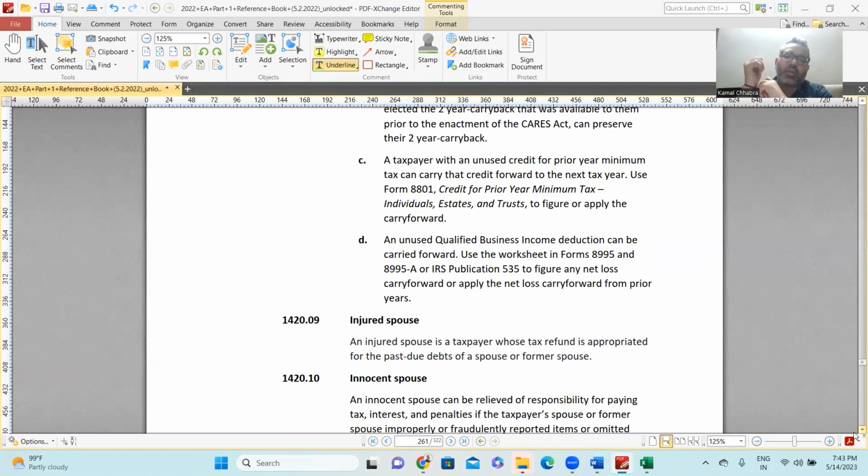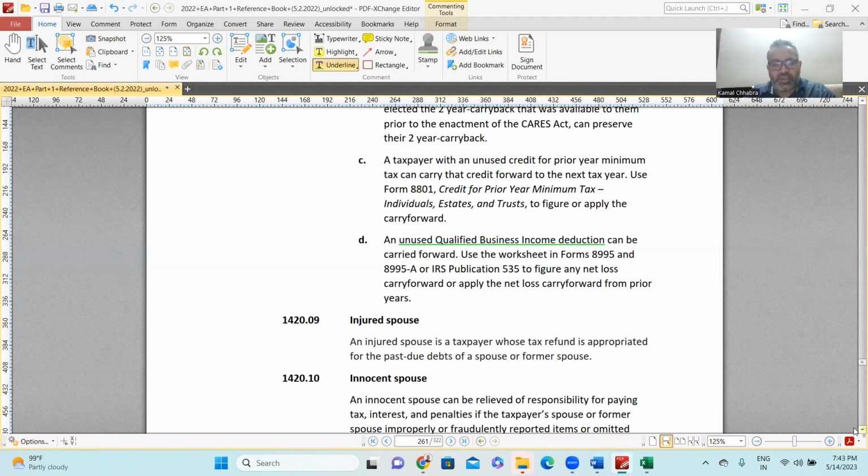Any unused qualified business income deduction can also be carried forward. You need to use Form 8995 and 8995A or IRS Publication 535 to figure any losses carried forward to be applied to net carry forward losses. So any unused qualified business income deduction can be carried forward, but you need to file Form 8995 or 8995A or use IRS Publication 535.